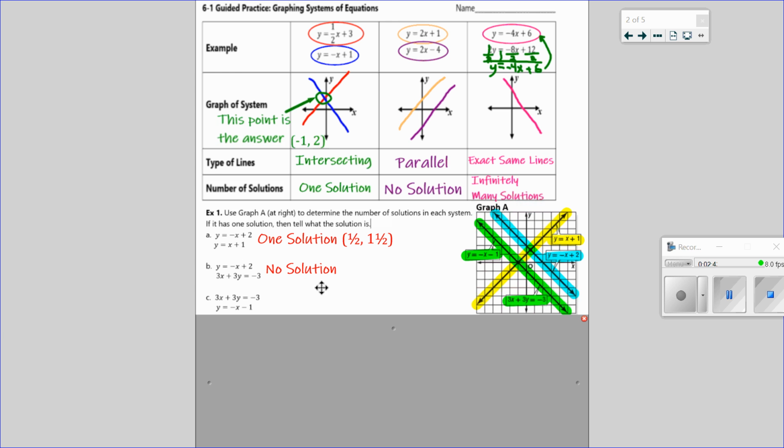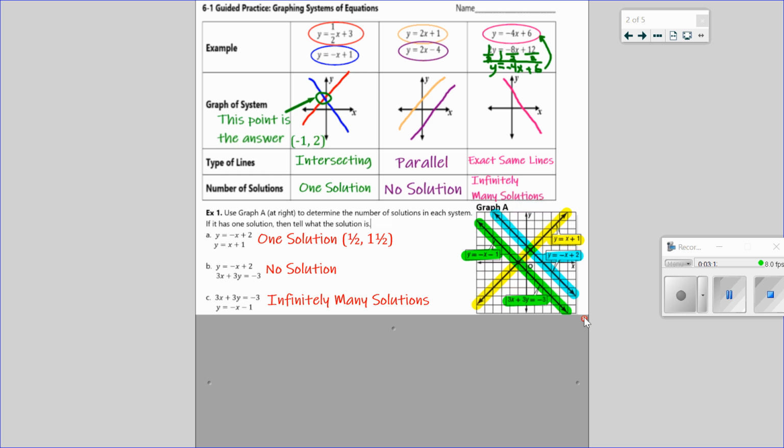And then the last one starts with 3x plus 3y equals negative 3, which is the green line, and then y equals negative x minus 1, which is up here, it is also the green line. So that means that this is an example where we have the exact same lines. And since they are the exact same lines, that means that it has infinitely many solutions. So you write infinitely many solutions, and that is it for that example.